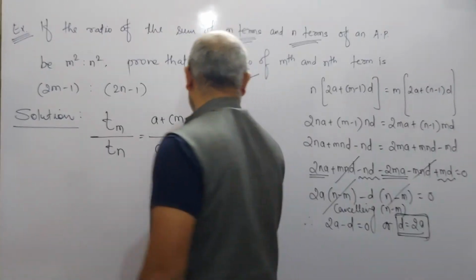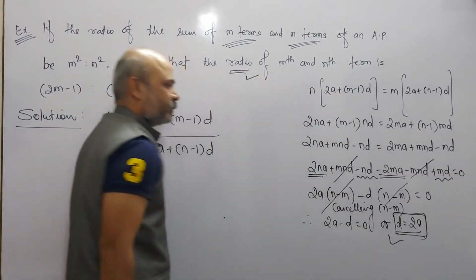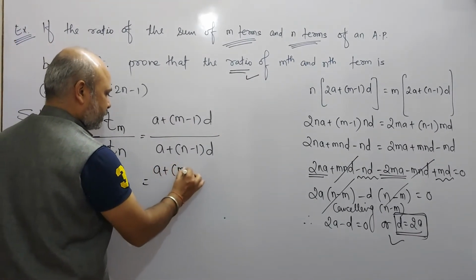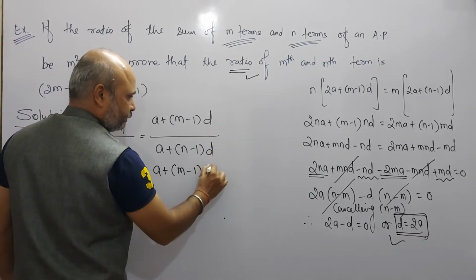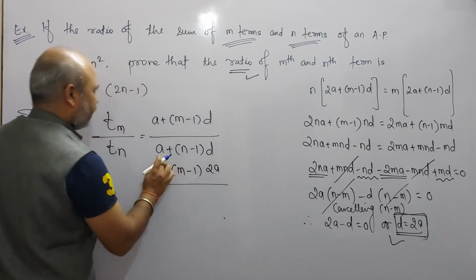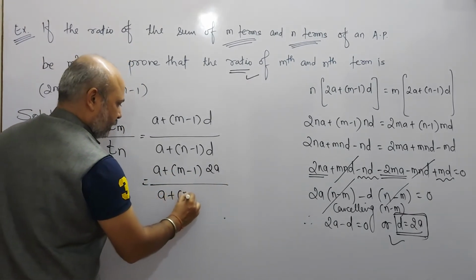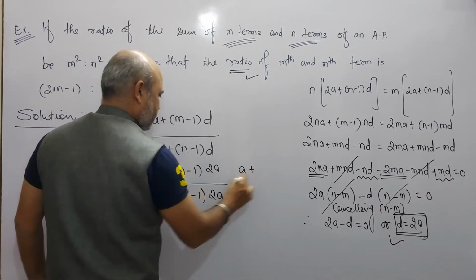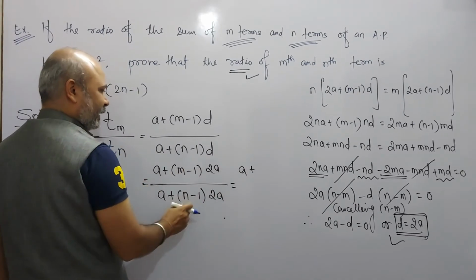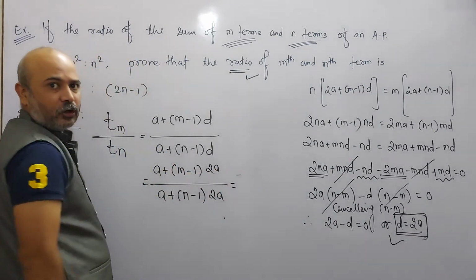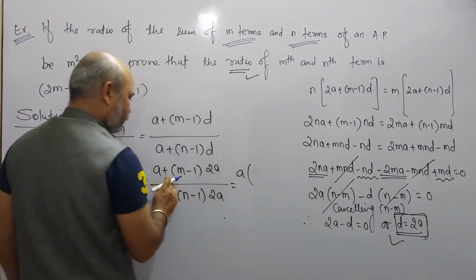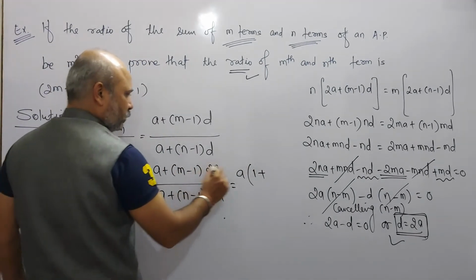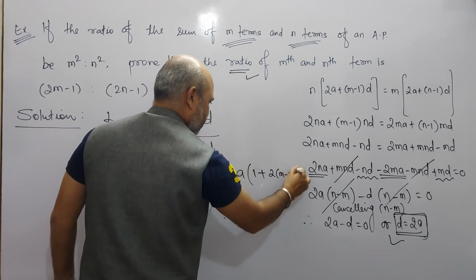Now what is d, students? d we have already calculated. d is equal to what? You have to substitute 2a. So this is equal to a plus m minus 1, d is now 2a, divided by a plus n minus 1 into d, which is 2a. So this will be a plus, multiply, 2a. Or you may take a as a common. Can you take a as a common? So you will take a as a common. So what you will get? From here you will get 1 plus, this will be what? 2m minus 1. Right?